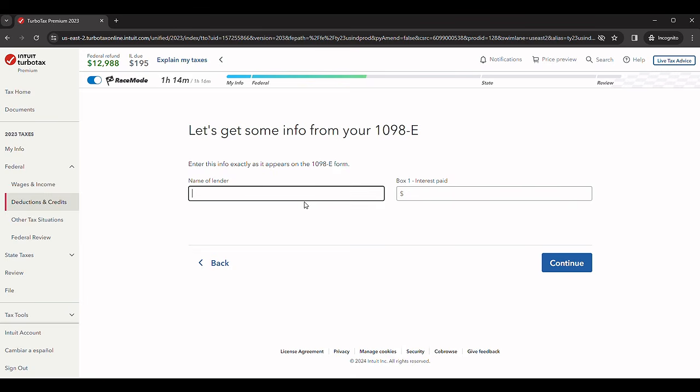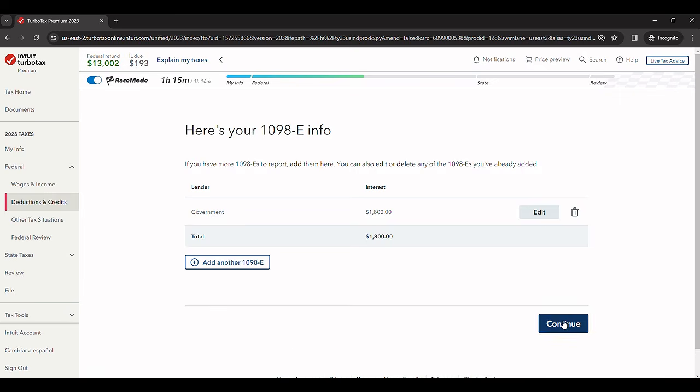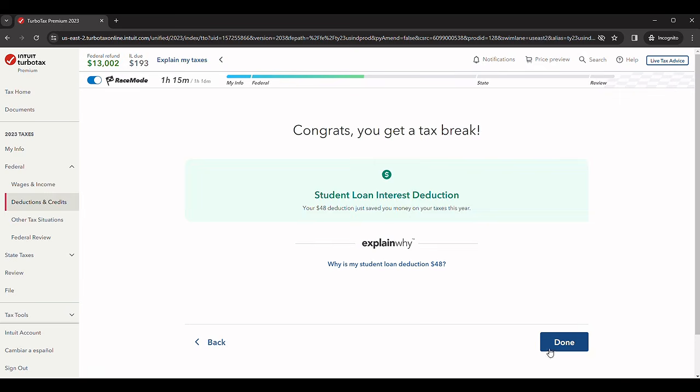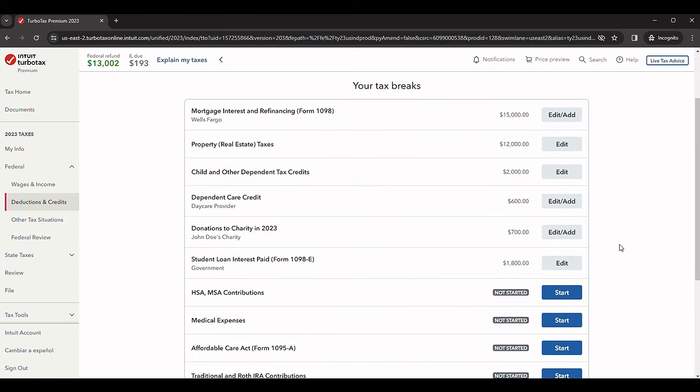Just look at the name of the lender. Government. Interest paid, how much? So the whole payment is not a tax deduction, but the interest paid is the deduction. So let's just say the interest that you paid was $1,800, and that'll be the deduction. So that's great. Okay. Look at that. Our refund's going up because we're getting all these deductions.